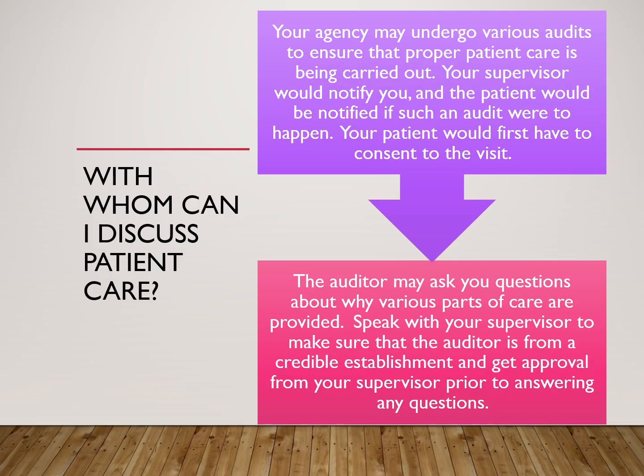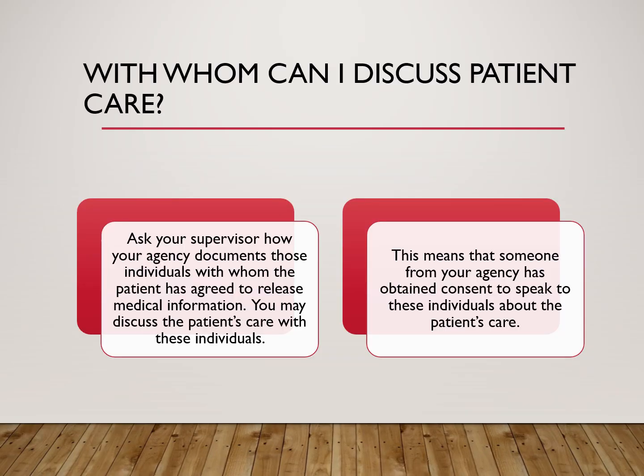Your agency may undergo various audits to ensure that proper patient care is being carried out. Your supervisor would notify you and the patient would be notified if such an audit were to happen. Your patient would first have to consent to the visit. The auditor may ask you questions about why various parts of care are provided. Speak with your supervisor to make sure that the auditor is from a credible establishment and get approval from your supervisor prior to answering any questions.